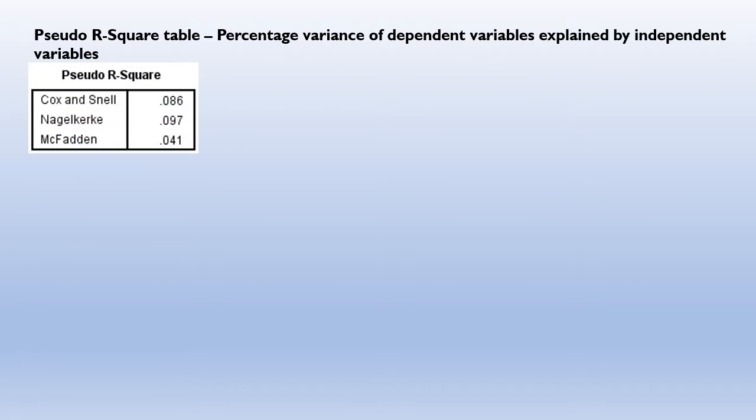The next table is the pseudo R-squared table, which denotes the percentage of variance of the dependent variable explained by the independent variables. According to the Nagelkerke pseudo R-squared, 9.7% of the variation of the dependent variable is explained by the independent variables.